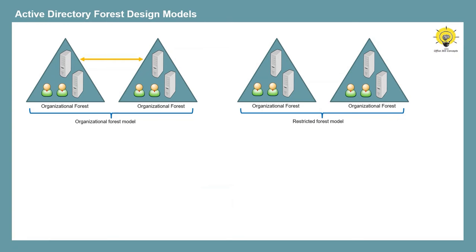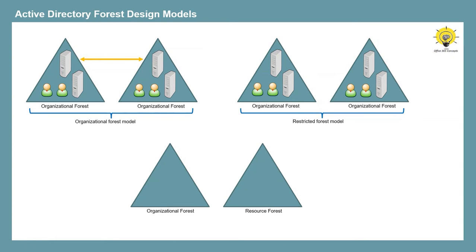And the third type of forest model is resource forest model. In this model, we can have multiple Active Directory forests. In this type of model, user accounts are created in the organizational forest, that is also called account forest, and a separate forest is created where we can accommodate company resources or the services. The forest that contains the company resources or the services is called resource forest. Resource forest doesn't contain user accounts. It contains accounts that are required for service administration only.